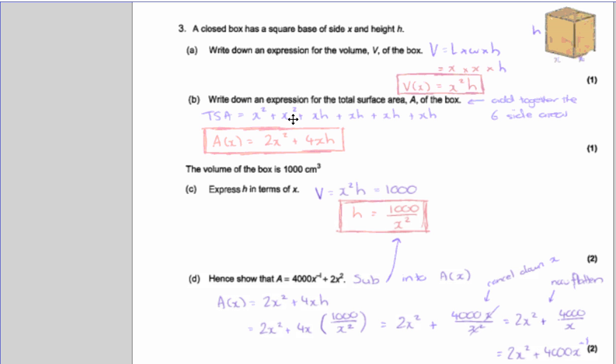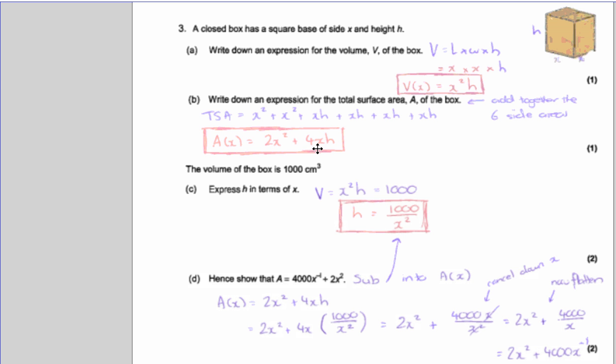This one here will be x times h, xh. This one here will be x times h, xh. The one at the back here will be x times h, xh. And this one back here will be x times h, xh. So add together all the 6 side areas. This combines to give you total surface area, A with respect to x. That was the volume with respect to x. A of x is equal to that plus that gives you 2x squared. That plus that plus that plus that gives you 4xh.